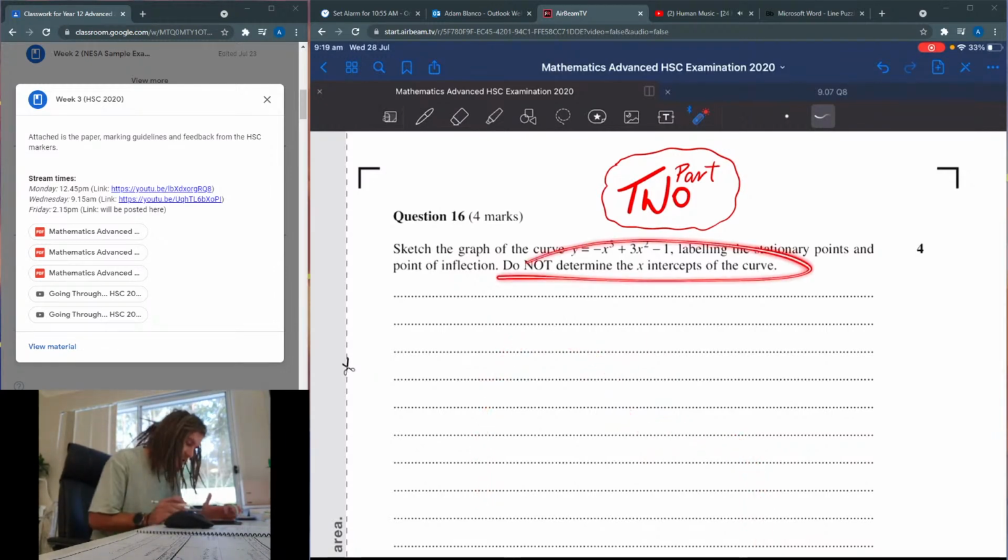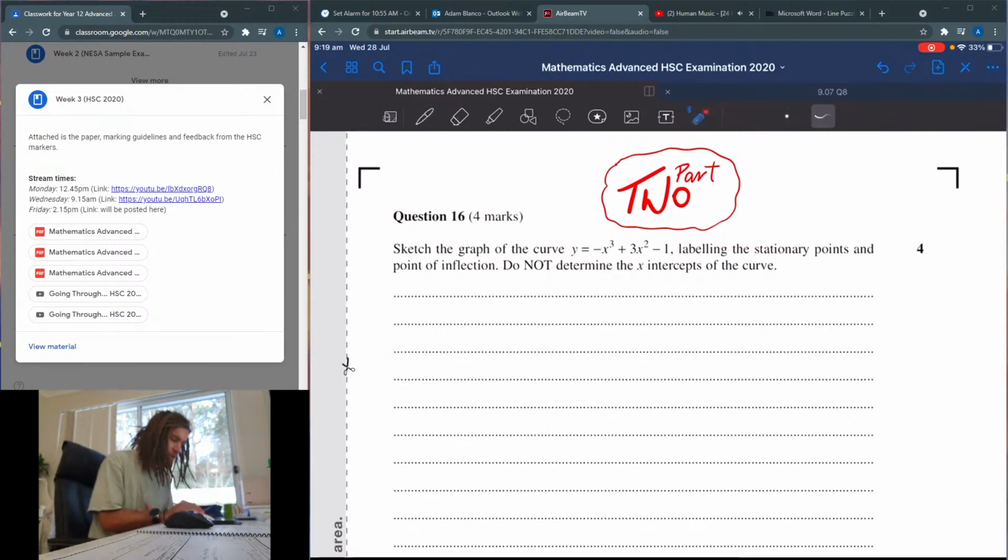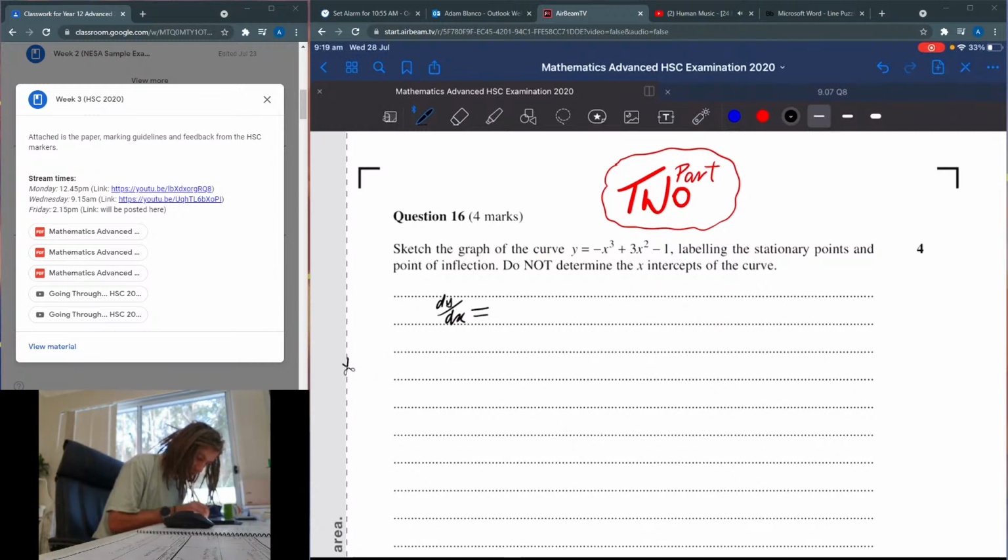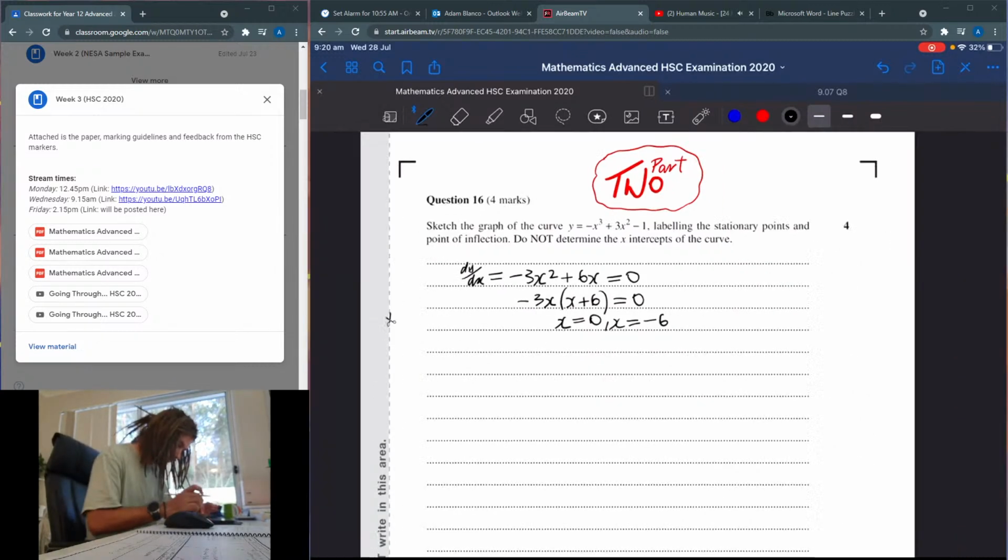But it says don't determine the x-intercept, so don't waste your time trying to factorize this. You can't factorize this because that's an extension thing. Anyway, to sketch it, I probably need my stationary points. So the derivative is f'(x) = minus 3x squared plus 6x. Set that equal to 0, factorize the minus 3x out, and that tells me x equals 0 and x equals 2. Maybe I'll draw a graph down.